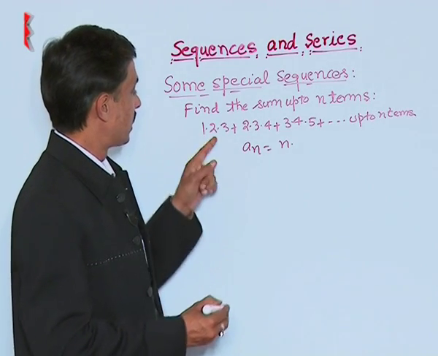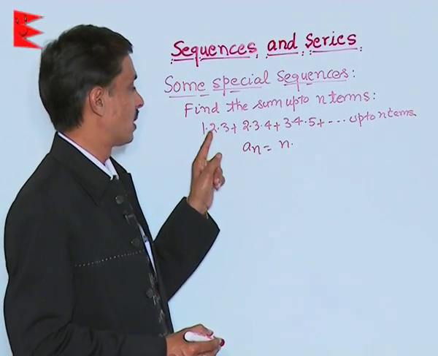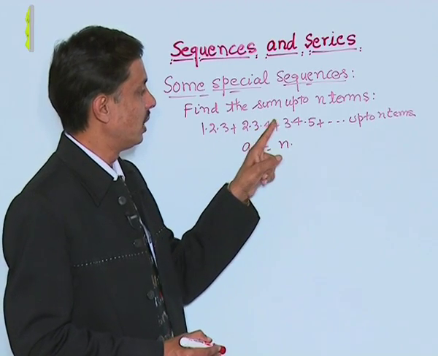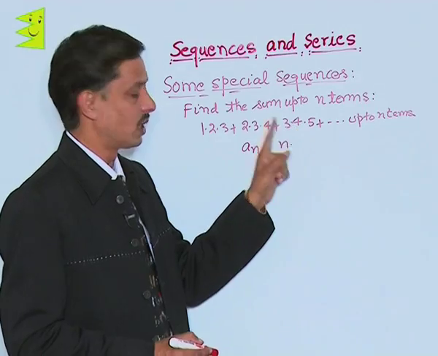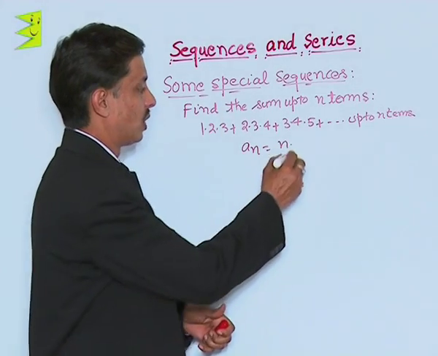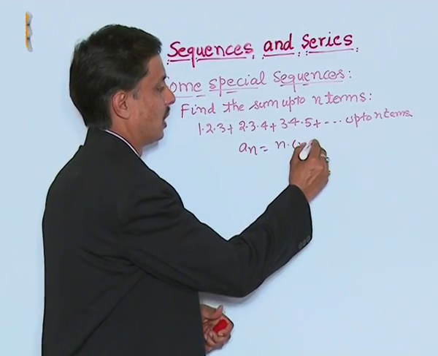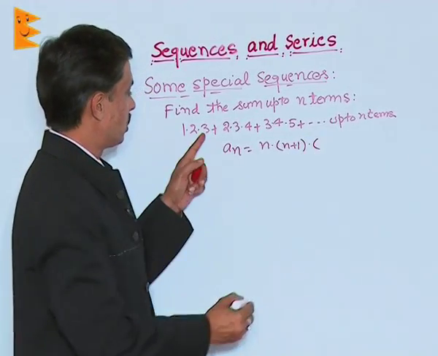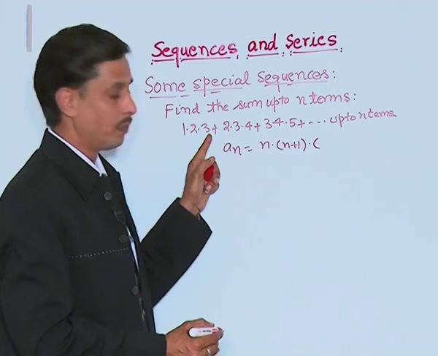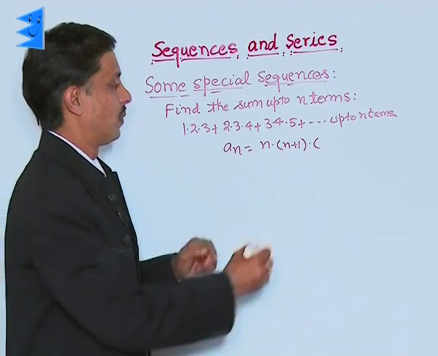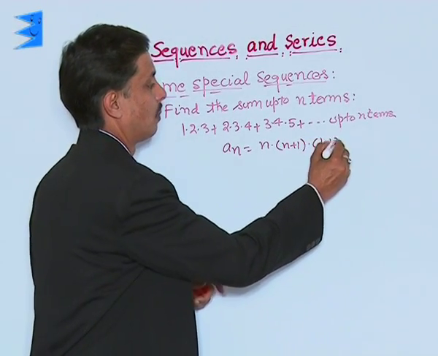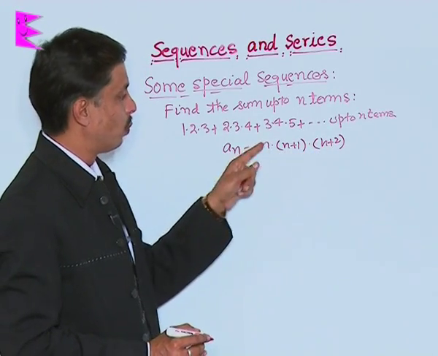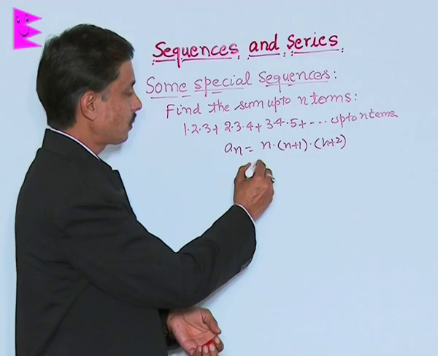as you can say, the second part of the first term is 2. The second part of second term is 3. Second part of third term is 4. So, it is 1 more than the previous, that is n plus 1. And the next is 1 more than the previous to it and 2 more than the first one. So, this becomes n plus 2. n into n plus 1 into n plus 2 will be its nth term.